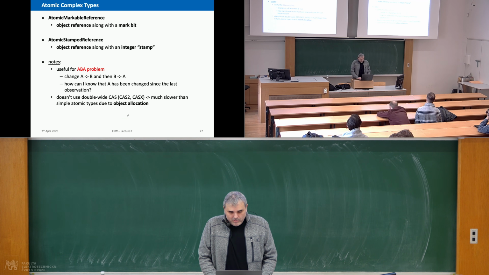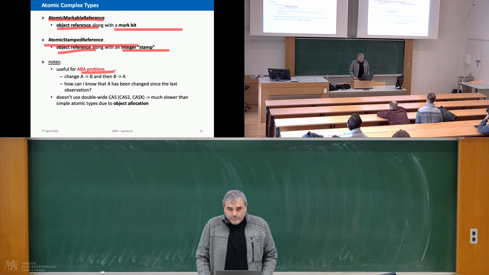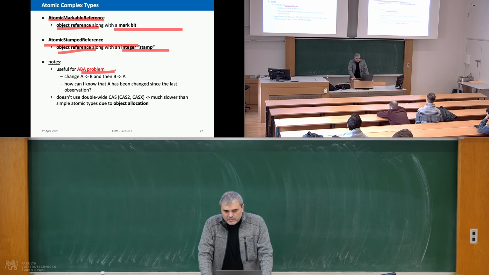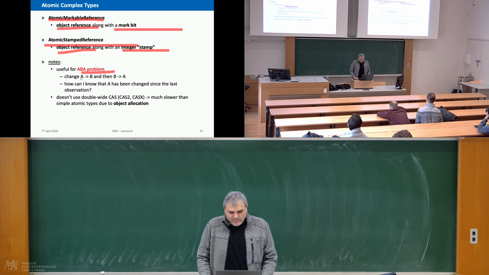Aside from that, there are also more complex types. Atomic markable reference, so it's an object reference along with some mark bit, so true, false. Atomic stamped reference, again an atomic reference along with an integer stamp with additional 4 bytes. Why? There exists the ABA problem. What does it stand for? It's simply the name of the problem which describes the mechanism.